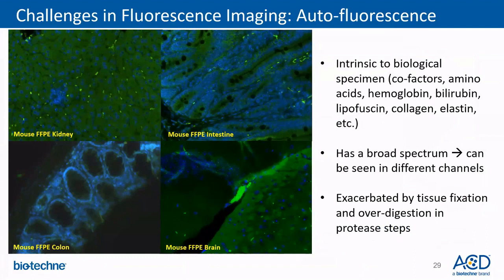One way to distinguish if a signal comes from autofluorescence is to check if the same signal is present in different channels, because autofluorescence usually has a wide spectrum, which makes it visible through more than one channel. Autofluorescence is exacerbated by tissue fixation and overdigestion in the protease treatment steps of our assay.